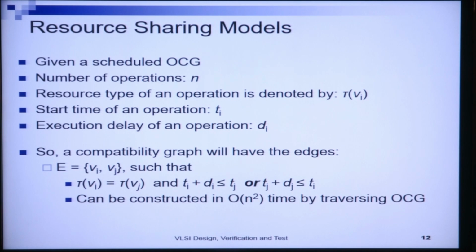Now, given a scheduled OCG, let n be the number of operations. The resource type of an operation is denoted by tau(Vi). This comes from the scheduling problem. So, tau(Vi) tells me the type of resource that I require to execute operation Vi. The start time of the operation is Ti, because this is a scheduled operation constraints graph. I know the distinct start time for each operation i. The execution delay of operation Vi is also known, this is Di.